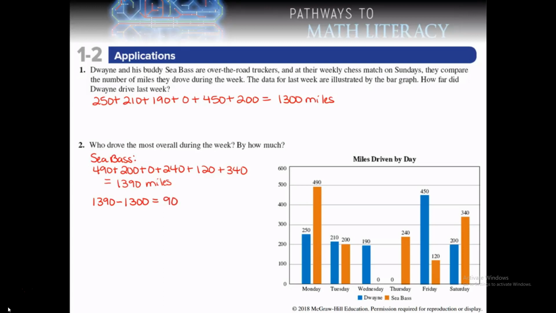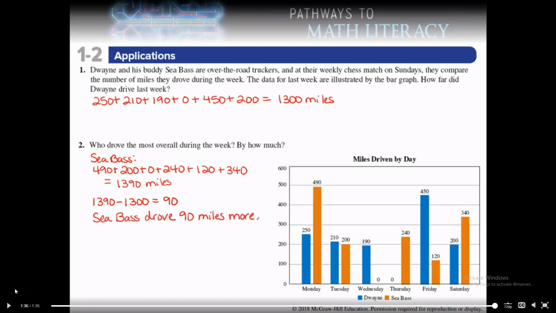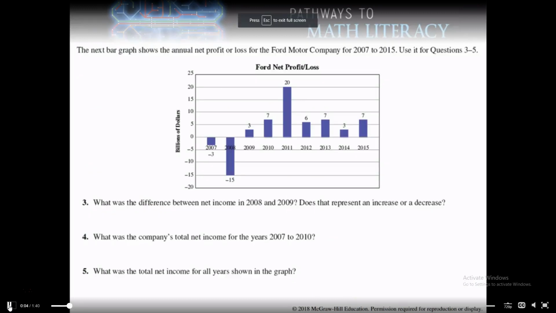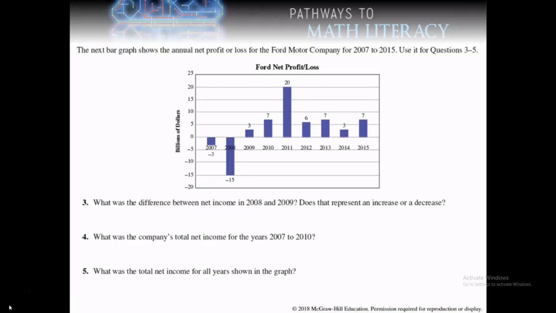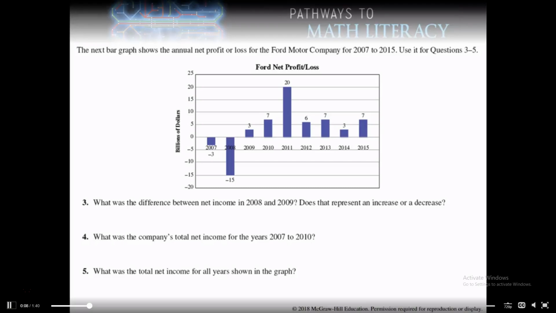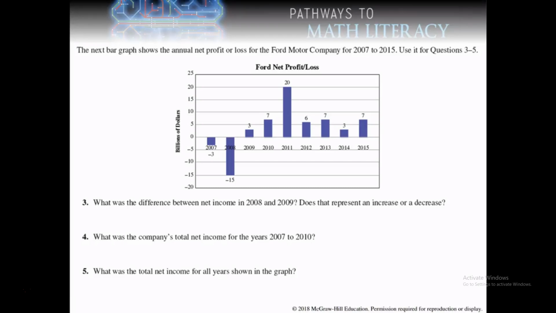Here we're given a bar graph about annual net profits and losses for Ford Motor Company. In number 3, what was the difference between the net income in 2008 and 2009? So to find that, we'll take the net income from 2009, which was $3 billion, and we'll subtract the net income from 2008, which was negative 15. Subtracting a negative is the same as adding, so that's the same as 3 plus 15. Which says that that is an $18 billion difference.